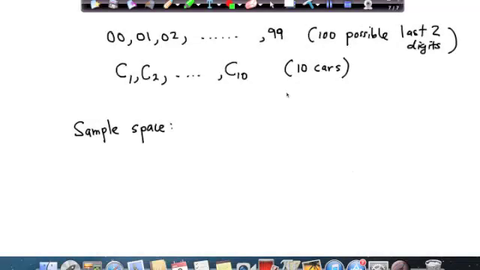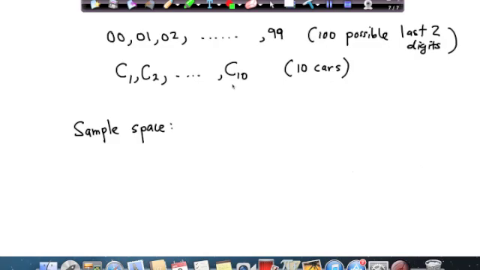What are the possible last two digits of the number plate of a car? Well, it could be the number 00 or 01 or 02 and so on up to 99. So there are 100 possible last two digits. Here in these questions, we have 10 cars altogether, so there will be 10 number plates. Let us denote the cars by C1, C2, up to C10.